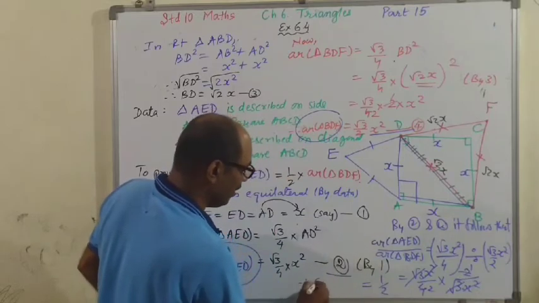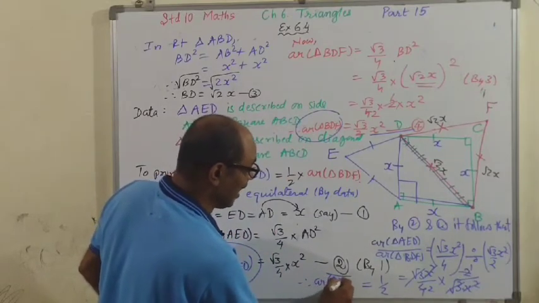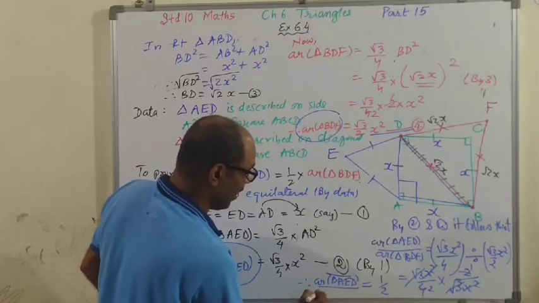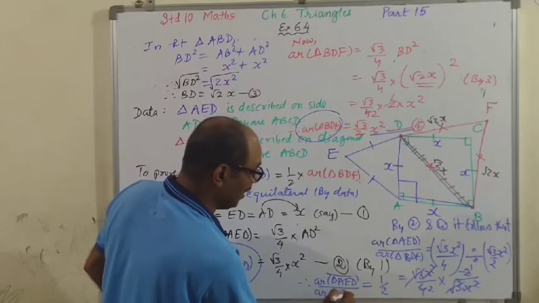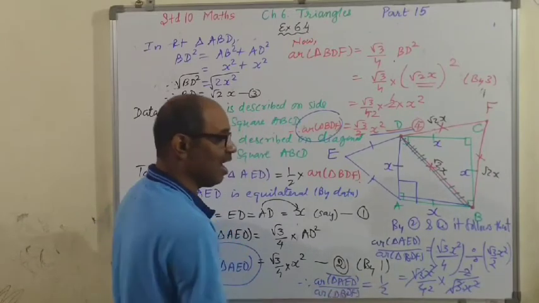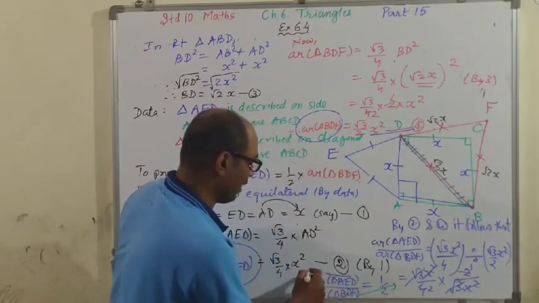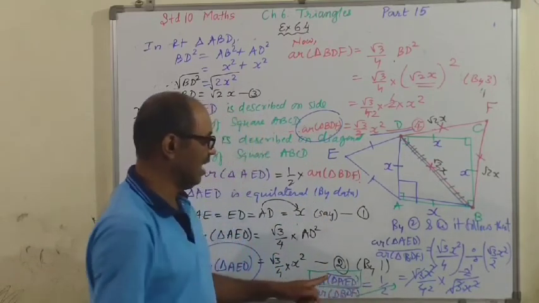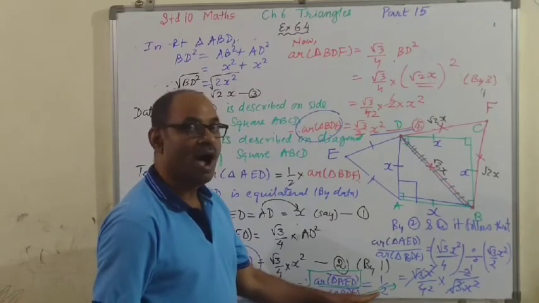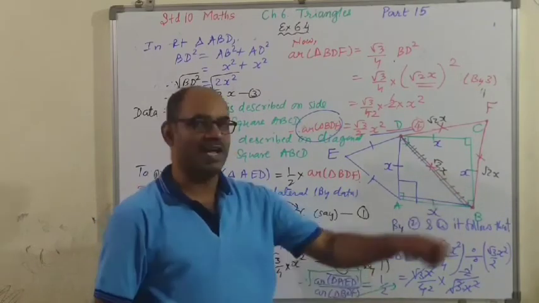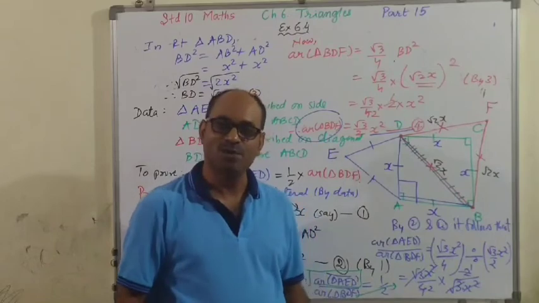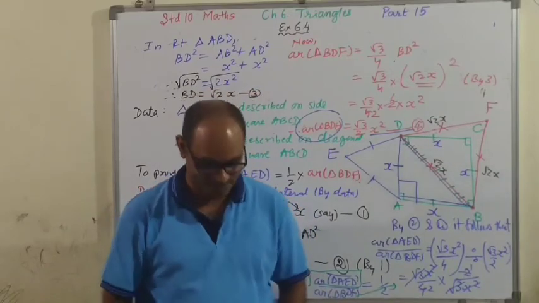So area of triangle AED upon area of triangle BDF is equal to half. Take this on the other side. So you can say area of triangle AED is equal to half of area of triangle BDF. Proved. I hope you understood.